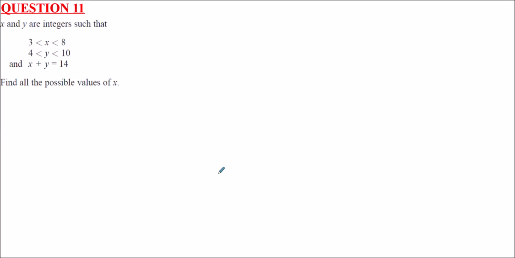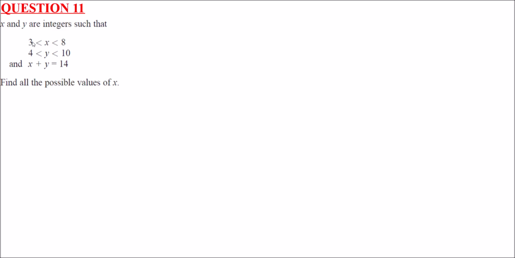Question 11, x and y are integers. That just means they're whole numbers, which could be negative. Not in this case though, because x is bigger than 3 and y is bigger than 4. So x and y are whole numbers. x is in between 3 and 8, and y is in between 4 and 10. We're told that x plus y has to be equal to 14, and therefore to work out all the possible values of x, let's just brainstorm this.